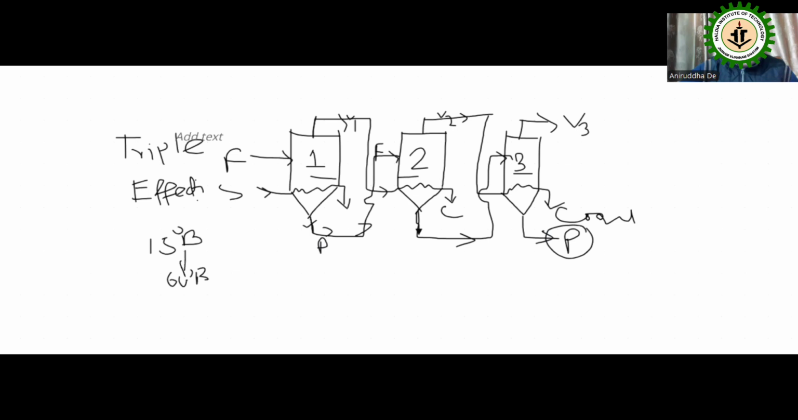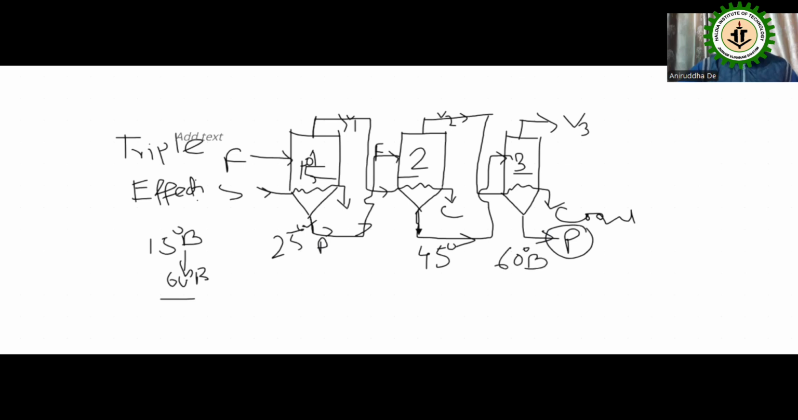Suppose you feed 15 degree Brix into the first effect. It gets concentrated, but after coming out it does not reach 60 degree Brix. It will be hardly around 25 or 30 degree Brix, and this enters the second effect. After coming from the second, it will be about 45 or 50 degree Brix, then it enters the third effect, and again you get the 60 degree Brix final product.